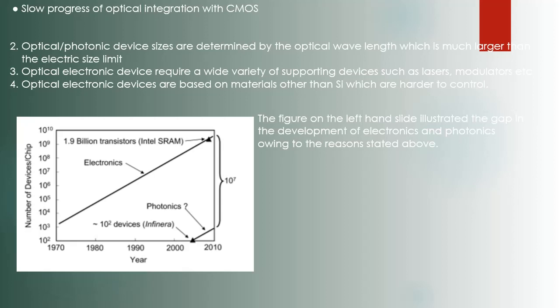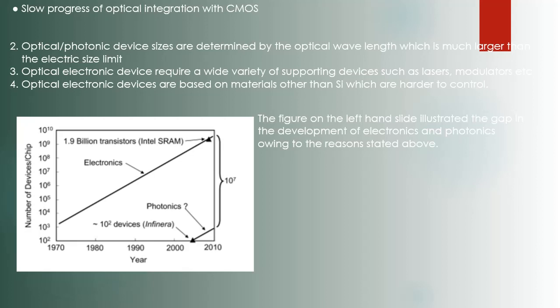Point one, optical photonic device sizes are determined by the optical wavelength, which is much larger than the electric size limit. Point two, optical electronic devices require a wide variety of supporting devices such as lasers, modulators, etc., as we saw in the previous slide with that diagram. And then point three, optical electronic devices are based on materials other than silicon, which are harder to control in a regular process, so there's a lot more variation. So that's added to the expense and the slower development as compared to the traditional silicon ICs.